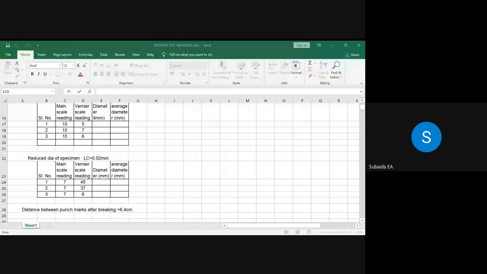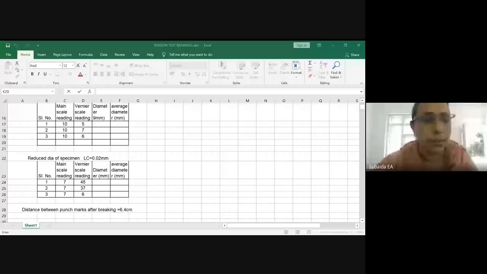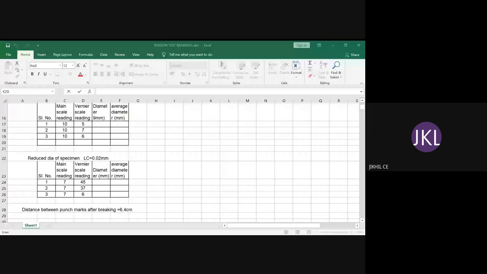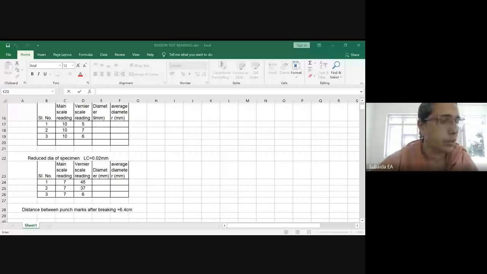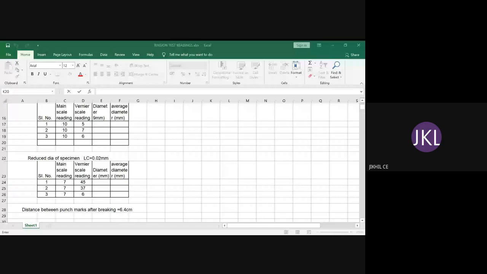Any doubt? Jigil, have you noted down the attendance? Now it is almost 68%. Total strength 68%. It is 69, 68%. I think someone logged out now. Okay, no problem. You note down the attendance. Any doubt from the students?